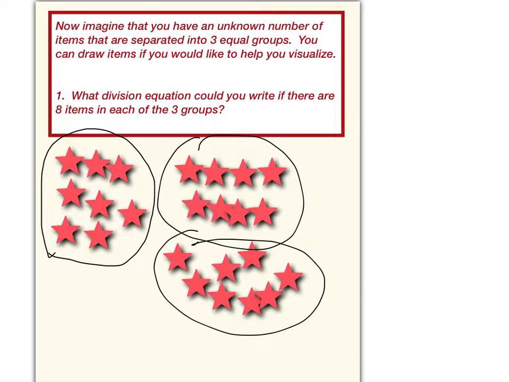What division equation could you write if there are 8 items in 3 groups? Well, if we didn't know how to count and we just wanted to make up an equation, we would say that our total would be, let's call it T for total, T divided by the number of groups, which is 3, equals 8 pieces. Okay? We happen to know that there are 24 items here, so if we had solved this, 24 divided by 3 does equal 8, so it makes sense.